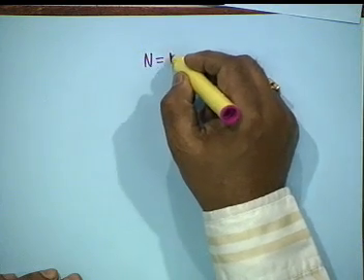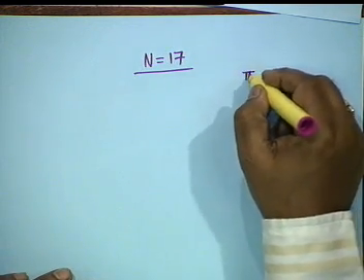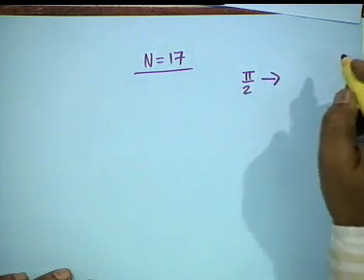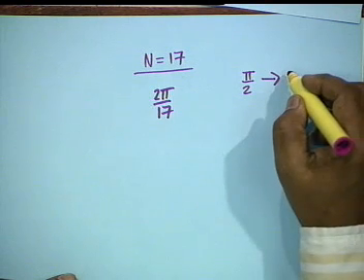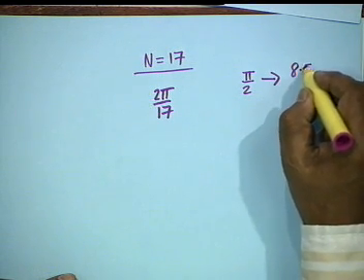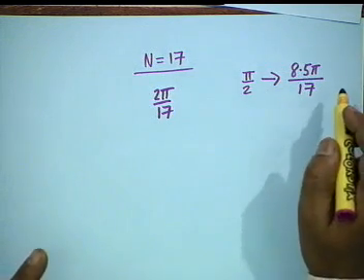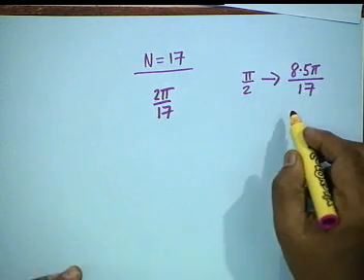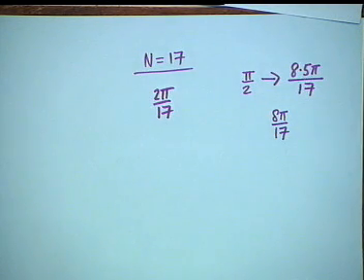Now, let me draw the diagram first. As far as magnitude is concerned, no problem. You will go from 0 to pi by 2. Let us say that capital N is 17. We take odd. Then, what does pi by 2 correspond to? The samples are at 2 pi by 17. So pi by 2 corresponds to 8.5 pi divided by 17. Agreed? So there is no sample at pi by 2. The last sample in the passband would be at 8 pi by 17. Is that clear?